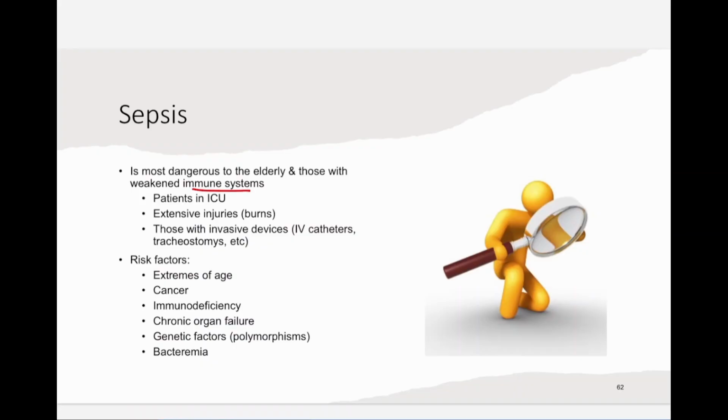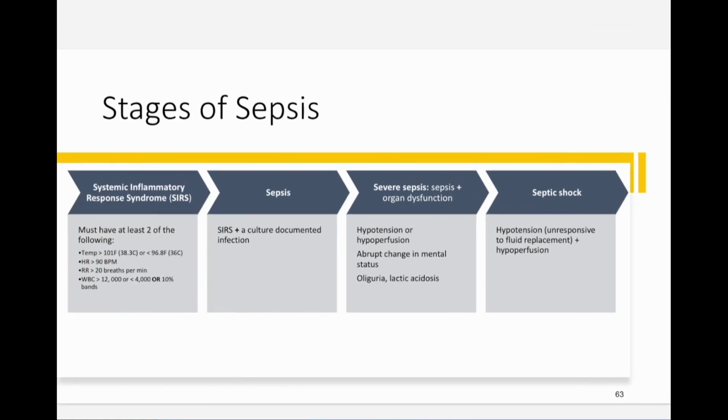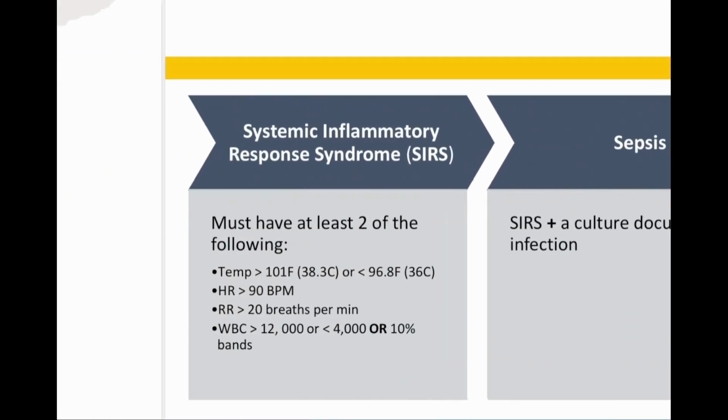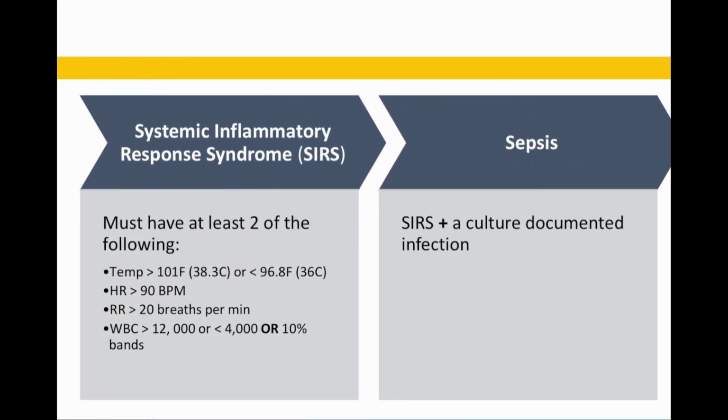So risk factors for sepsis, again, extremes of age, cancer history, immunodeficiency, genetic factors, and bacteremia as well. So the stages of sepsis, this one is very important. So the first thing to happen is called SIRS, S-I-R-S. This is the first stage of sepsis, systemic inflammatory response syndrome.